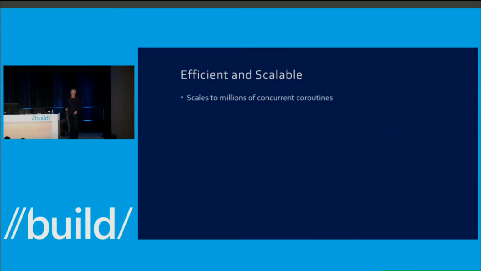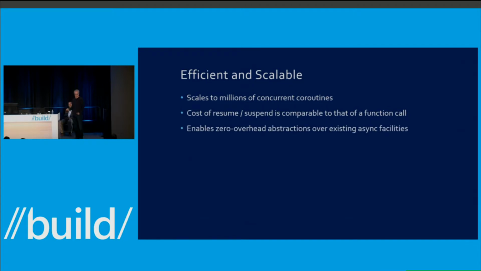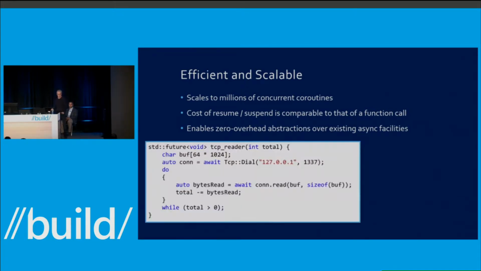So one of the things I think is really important about this is it's super, super scalable. We had some examples on a laptop when we first had this working where we had millions of these things working. And I'll show you a great example. So we think that the cost of resume and suspend is comparable to that of a function call. It enables a zero overhead abstraction over existing asynchronous facilities. I'll show you the example where that matters right here.